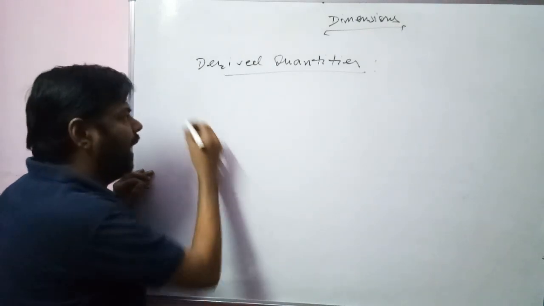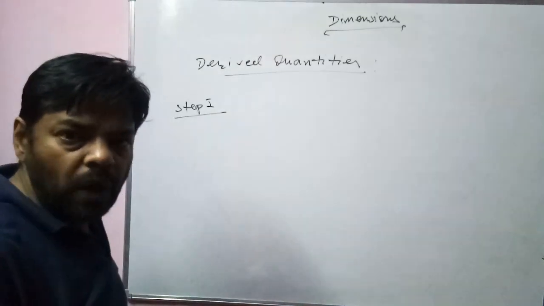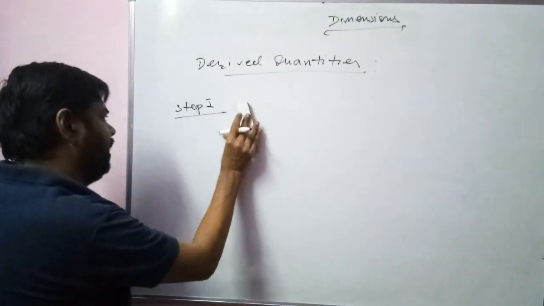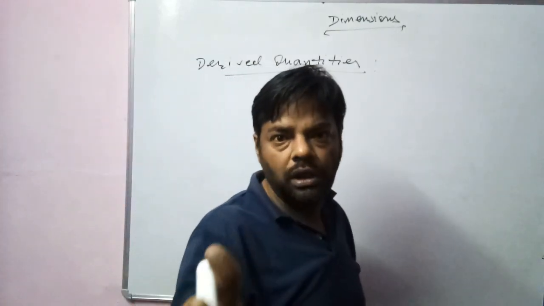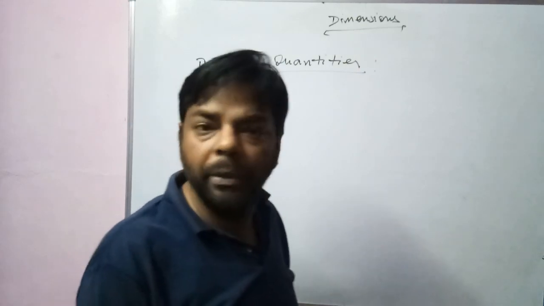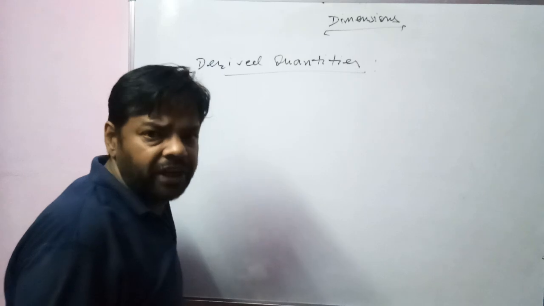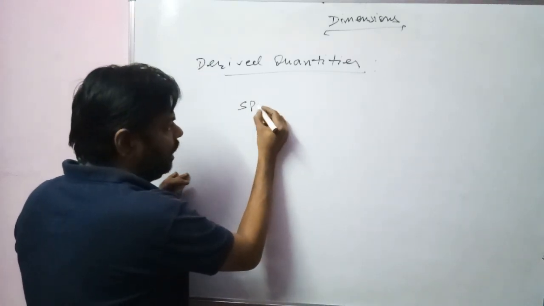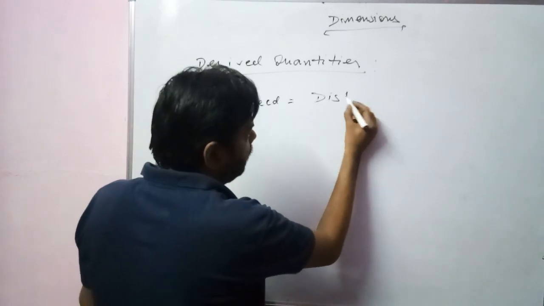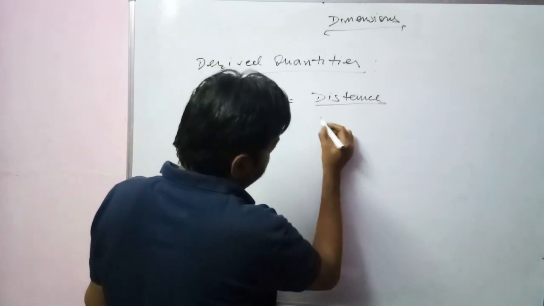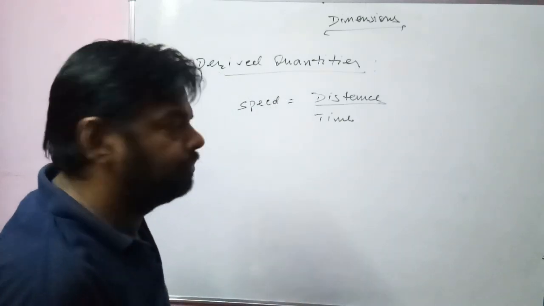Now, friends, what is required in step 1? Later on, I will give you a stepwise approach to reach the dimensional formula of a physical quantity. In this illustration, I am just briefing it. In actual sense, the speed is first of all defined as distance upon time. Speed is defined in terms of distance and time.